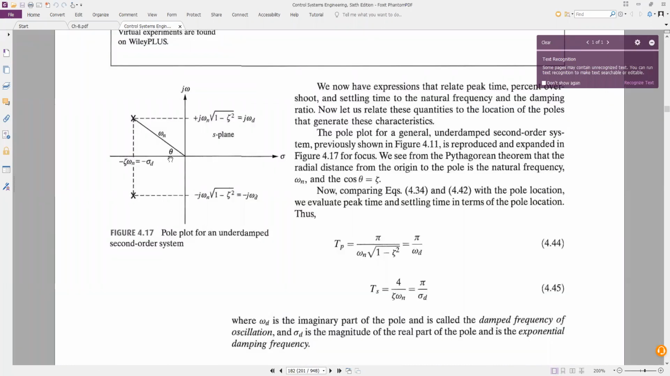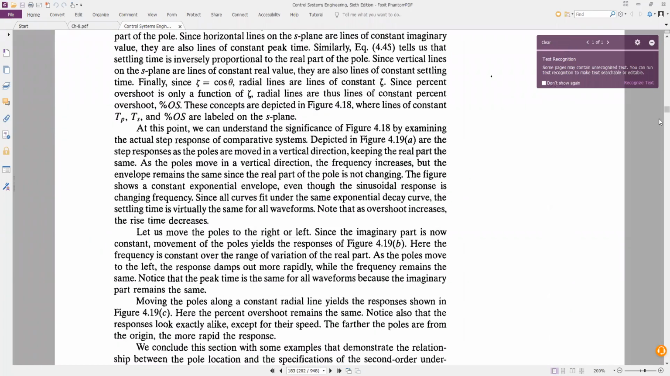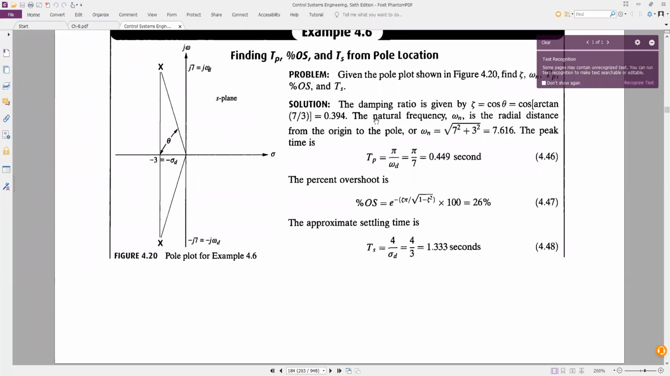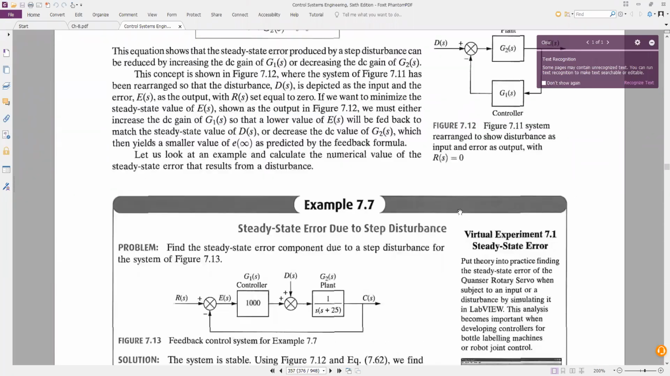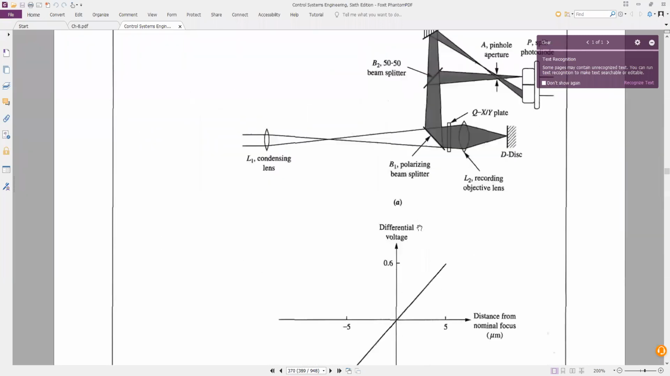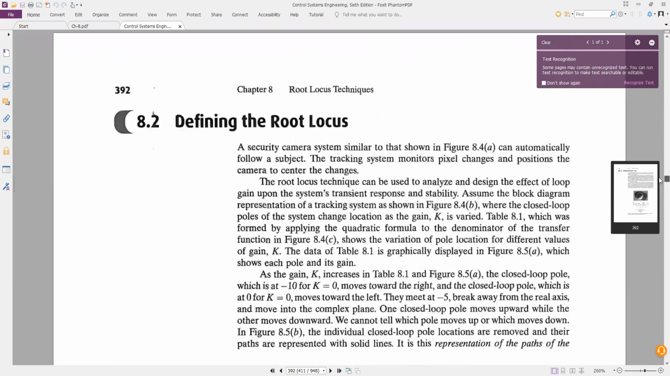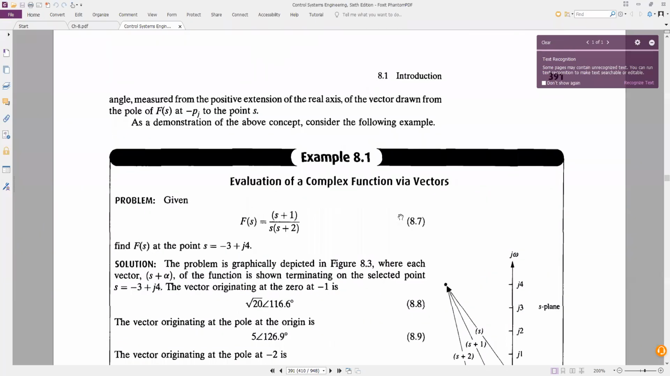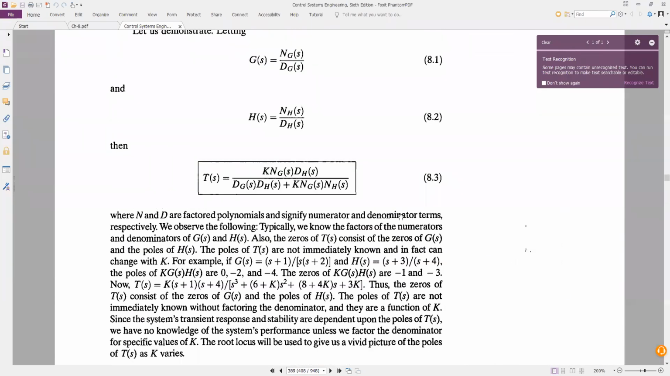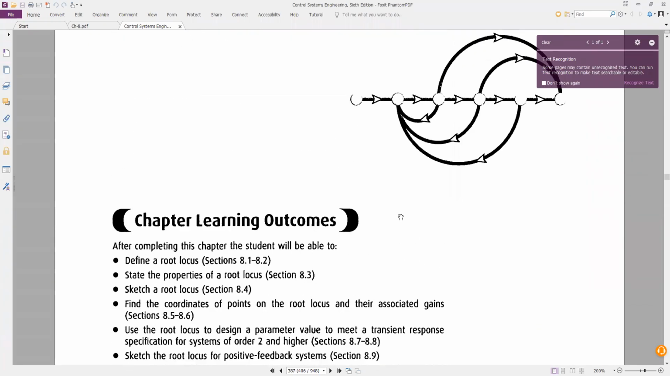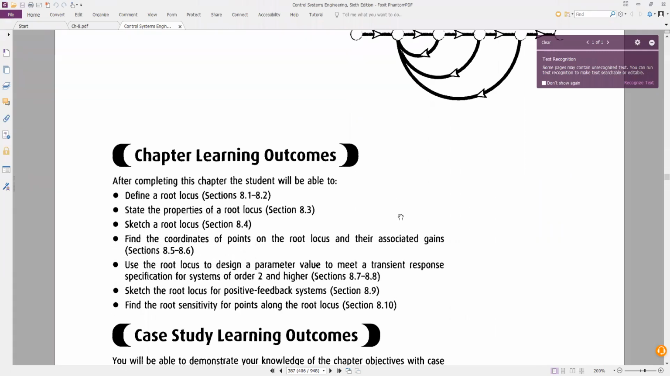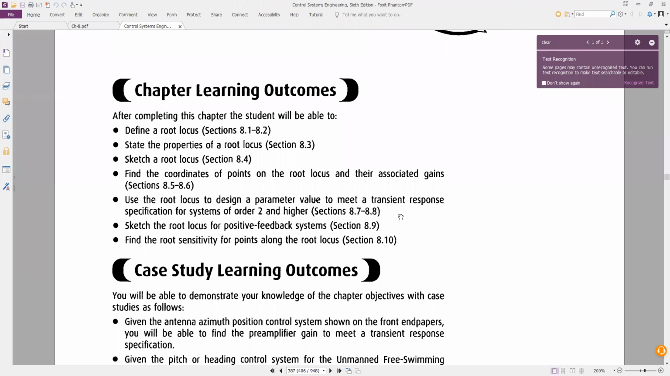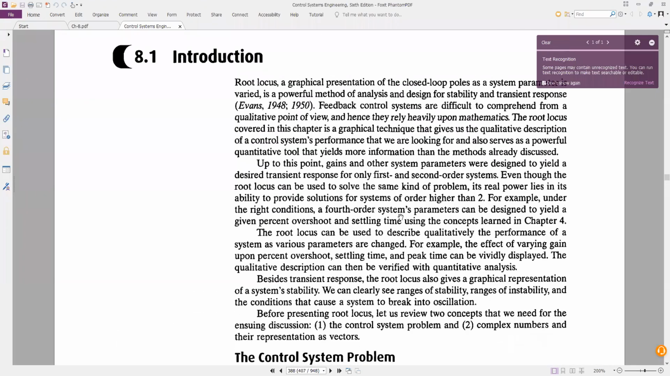Okay, chapter 8, root locus. We will start chapter 8, which is the root locus. Root locus techniques. So the root locus technique we will start today.